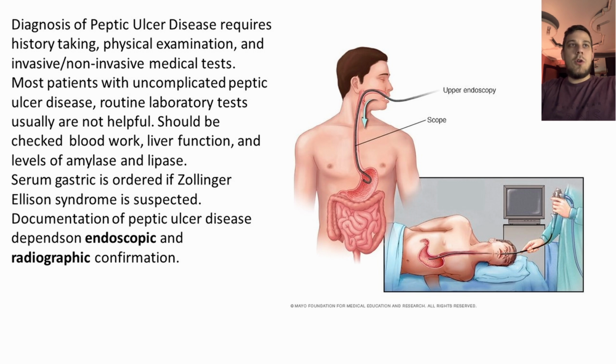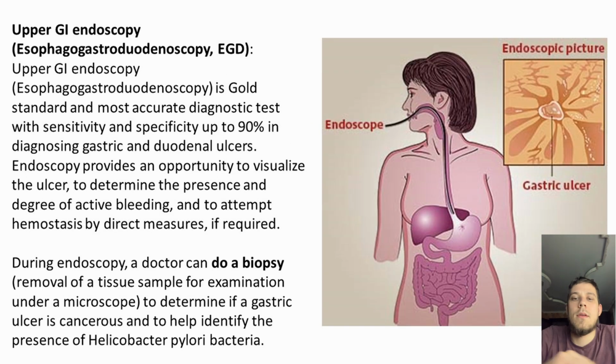Definitive diagnosis of peptic ulcer disease relies on confirmation through endoscopic and/or radiographic imaging. Upper gastrointestinal endoscopy is the gold standard and most accurate diagnostic test, with sensitivity and specificity up to 90% in diagnosing gastric and duodenal ulcers. Endoscopy provides an opportunity to visualize the ulcer, to determine the presence and degree of active bleeding, and to attempt hemostasis by direct measures if required.